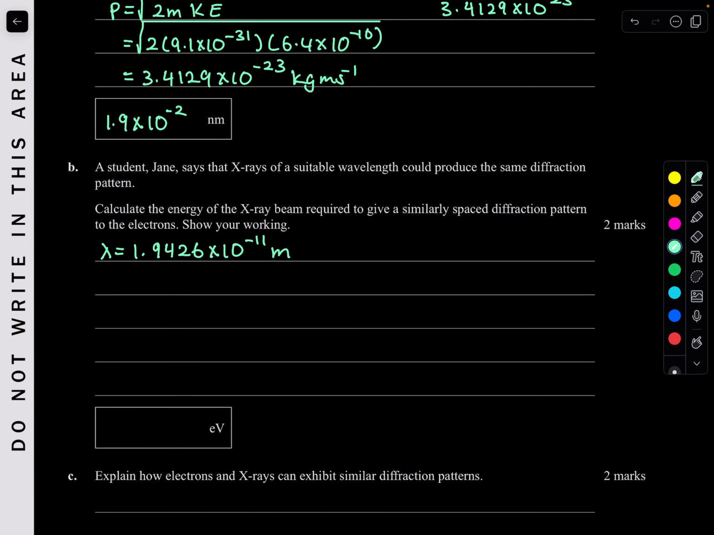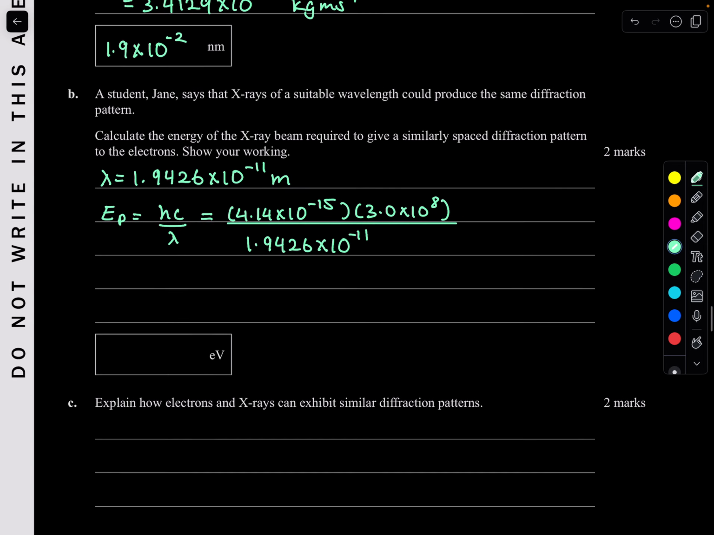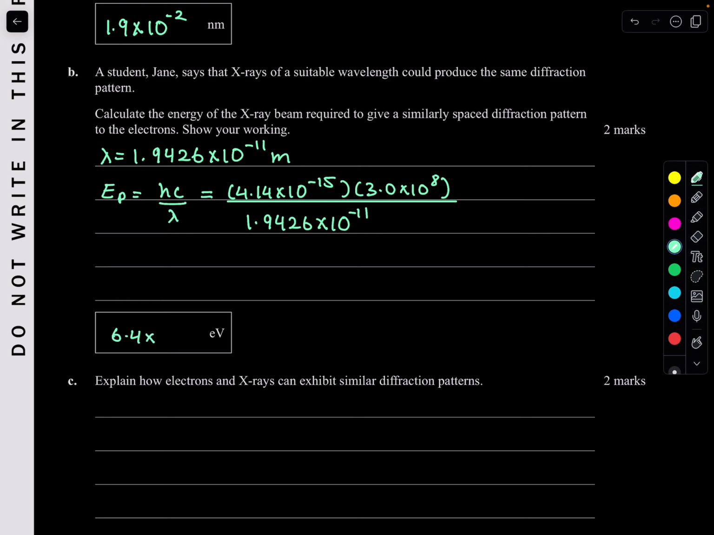And so if I wanted to have the same energy, I'm looking at my summary: the energy of a photon of x-ray is hc over the wavelength. We know h, and we want electronvolts, so h is 4.14 times 10 to the power of negative 15. Your c is 3.0 times 10 to the power of 8, the speed of light, all divided by the wavelength we've been given here, 1.9426 times 10 to the power of negative 11. Put the answer down, and I get 6.4 times 10 to the power of 4 electronvolts.